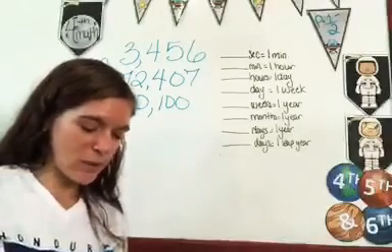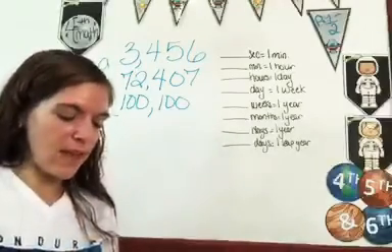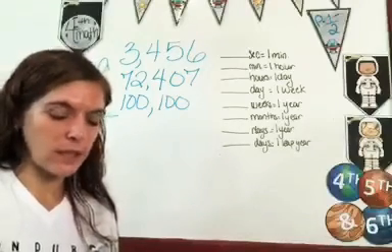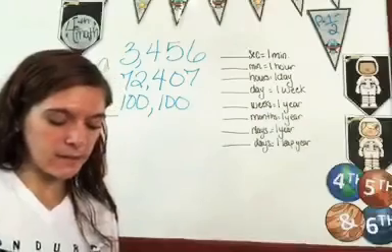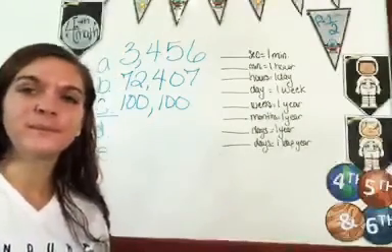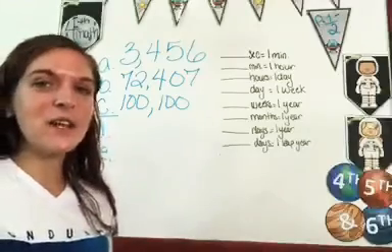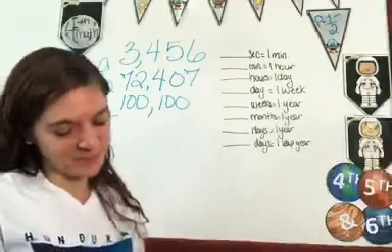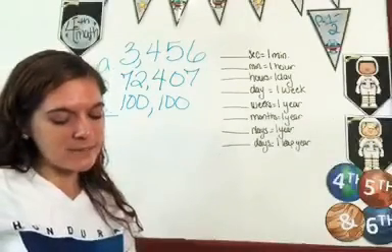1, 2, 3, 4, 5, 6. 6 zeros in this number. 950, like 50, okay, not 15. 950 million. 3. Okay, be careful with that one. 950 million. 3. 950 millones. 3.